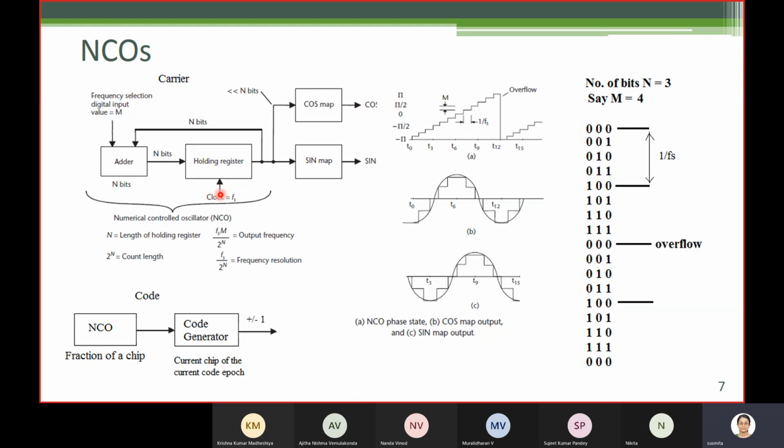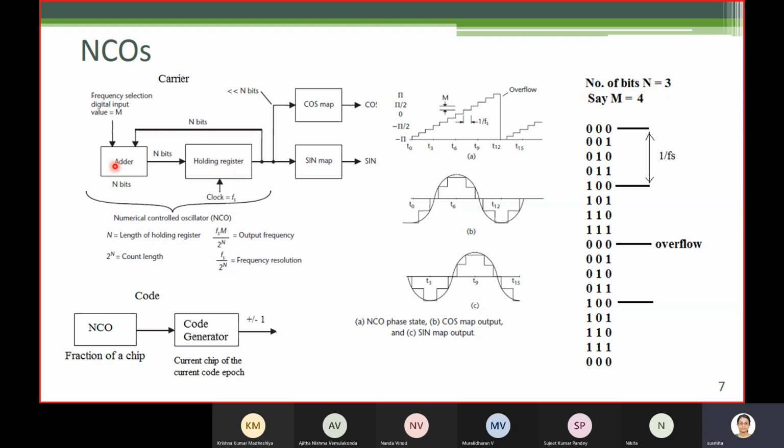So when the rising edge of the clock pulse occurs, its content will be incremented depending on this M. And then until the next rising edge, the content is held constant in the holding register. Its job is to keep the value as it is. That's why we have this constant phase here. Then at the next rising edge, it will be incremented again. So the adder increments, and the holding register holds it until the next rising edge.